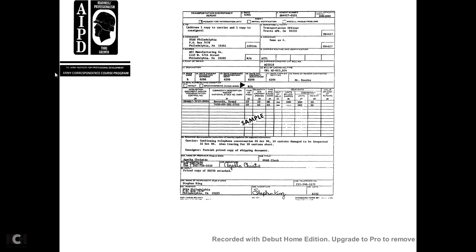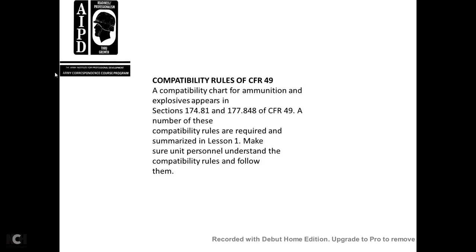Transportation discrepancy form, Part 1-2. Compatibility rules are in Code of Federal Regulations, Title 49. Compatibility charts for ammunition and explosives appear in Sections 174.81 and 177.848 of Title 49. A number of compatibility rules are required by this lesson's summary. Make sure unit personnel understand the compatibility rules and follow them.